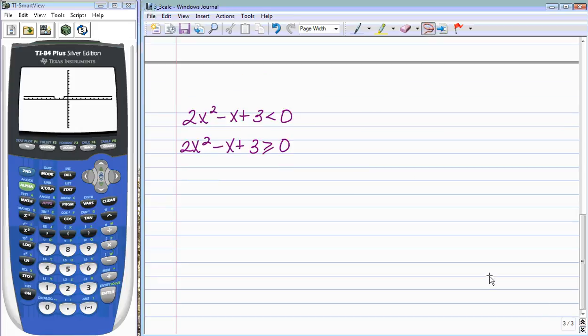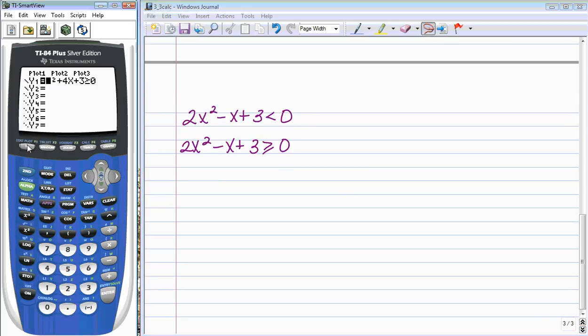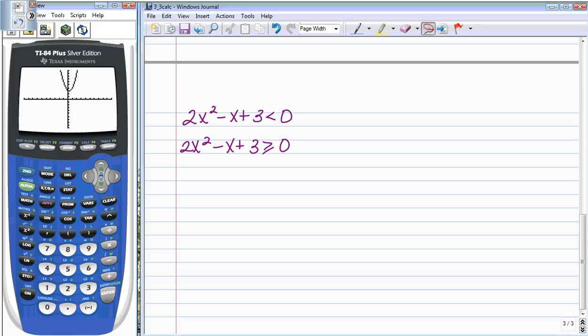Now I have one last problem we'll talk about. 2x squared minus x plus 3 is less than 0. So just to kind of show you the graph and how things would look on this. So if I enter 2x squared minus x plus 3, okay, let's do it this way with just looking at the graph. Okay, notice what happens here. If I draw my graph, I see that it has a shape that looks something like this.